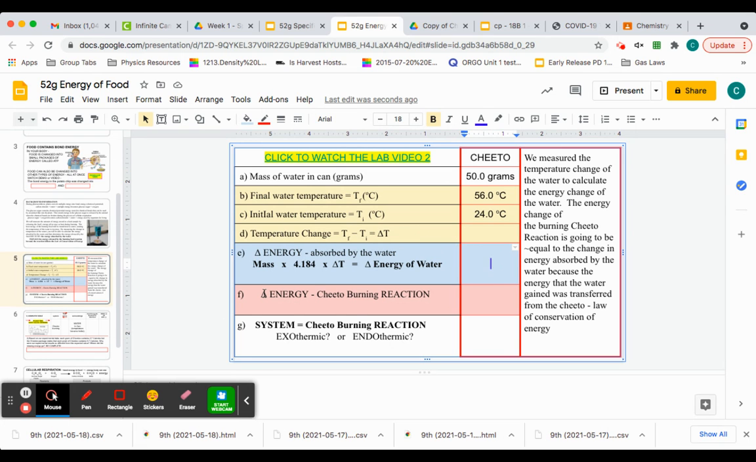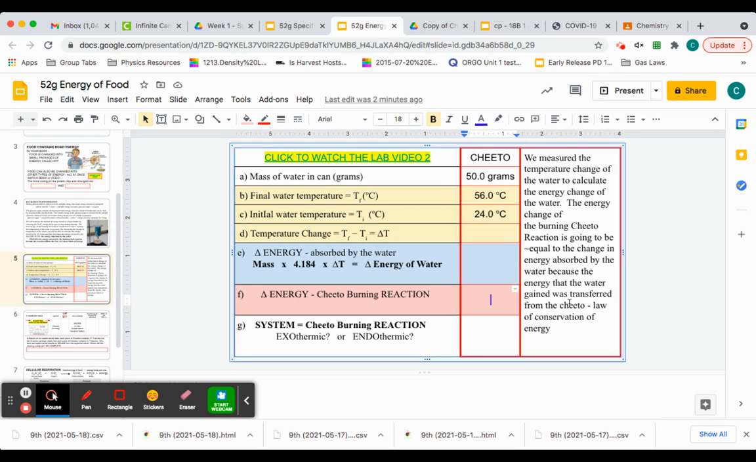And then for F, we want our change in energy of the Cheeto burning, that part of the reaction. All right. And so this little blurb on the right will help you. So basically, we measured the temperature change of the water to calculate the energy change of the water. The energy change of the burning Cheeto reaction is going to be roughly equal to the change in the energy absorbed by the water because the energy that the water gained was transferred from the Cheeto.